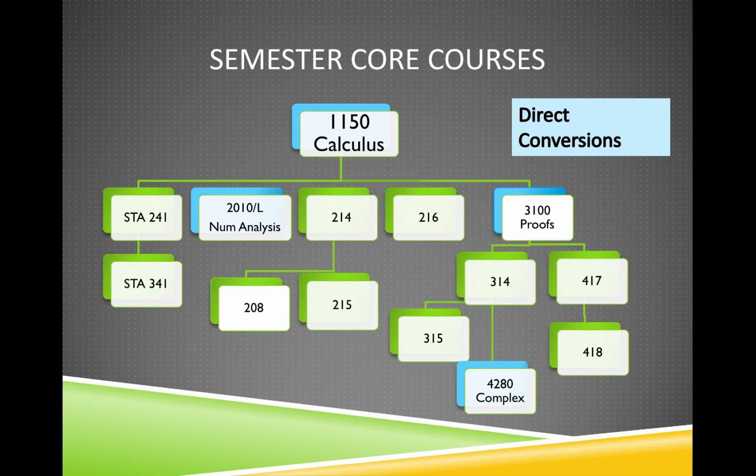The first type of change I want to talk about is what are called direct conversions. So a direct conversion is when one class on quarters is roughly equivalent to a class on semesters. So as an example, Math 310 on quarters is turning into Math 3100 on semesters. The content is actually changing a little bit, but as a student, you don't really need to worry about that. What you need to know is that Math 3100 mostly covers the same content. It has the same prerequisite of a year of calculus, and it functions as a prerequisite for the same courses, the real analysis, abstract algebra, and those kinds of things.